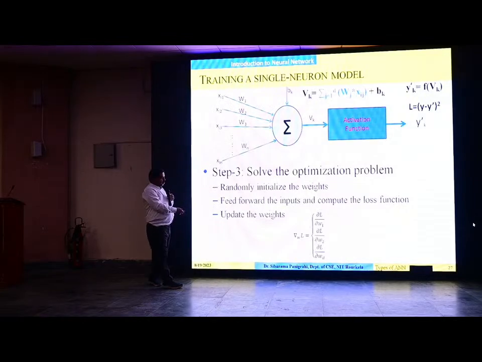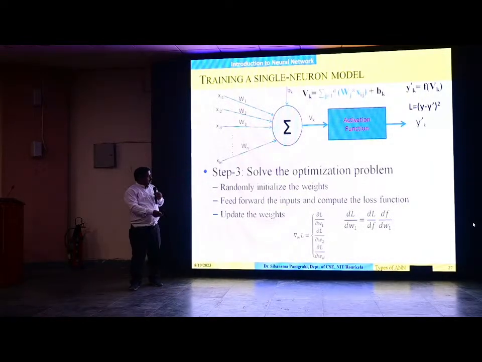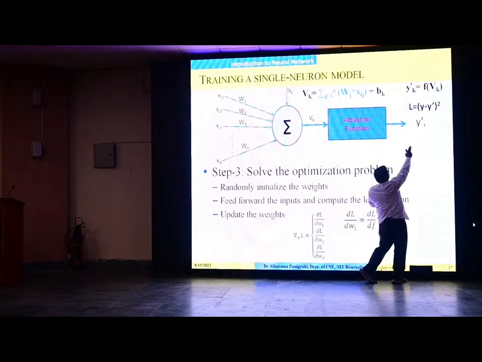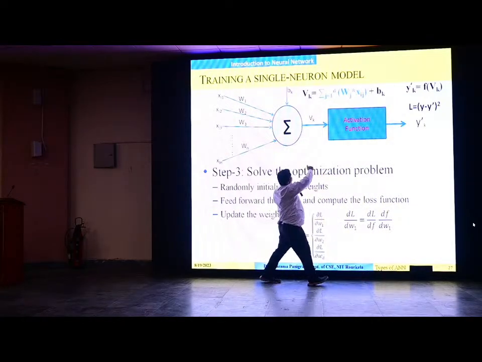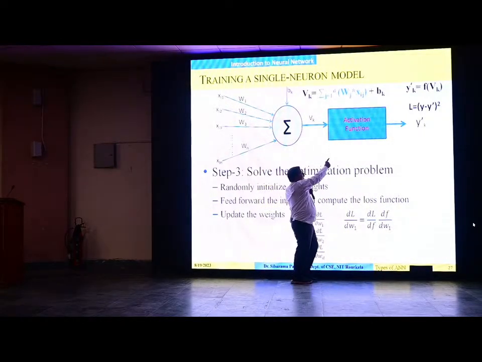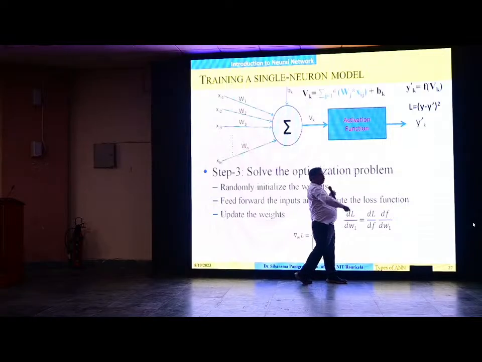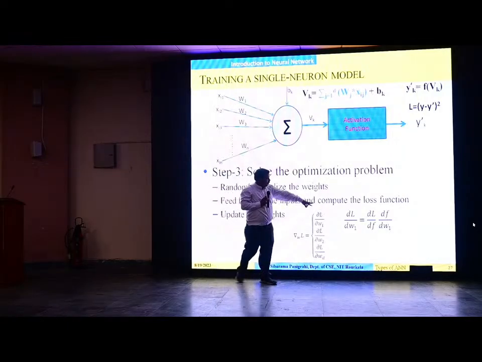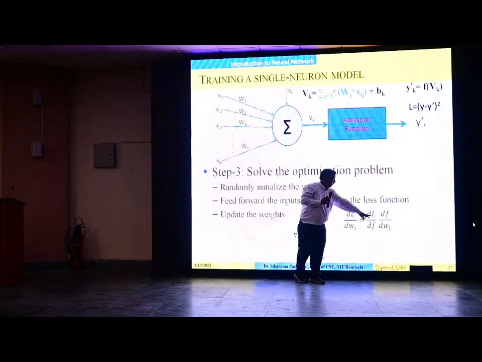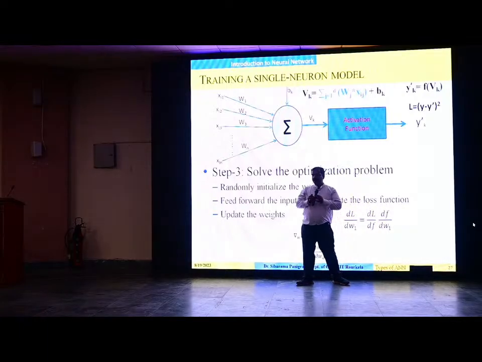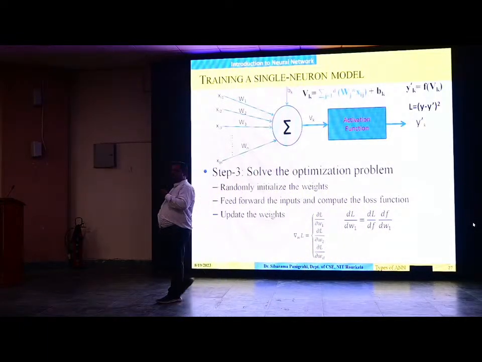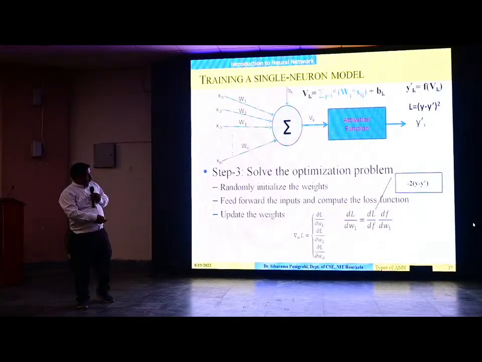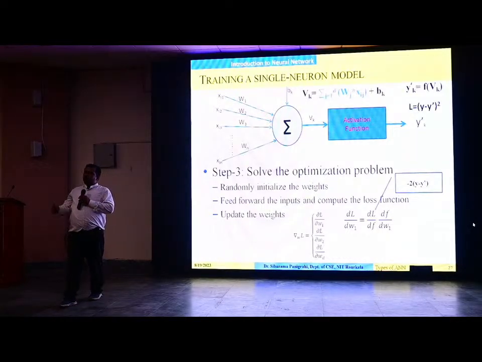Okay. So let me compute dou L by dou W1. Dou L is the loss. While computing the loss, you are not taking only the weighted summation of inputs. You are passing it through an activation function. So if you know the chain rule of derivative, I can represent dou L by dou W1 as dou L by dou F into dou F by dou W1. So let me compute it. Okay. So you see dou L by dou F.